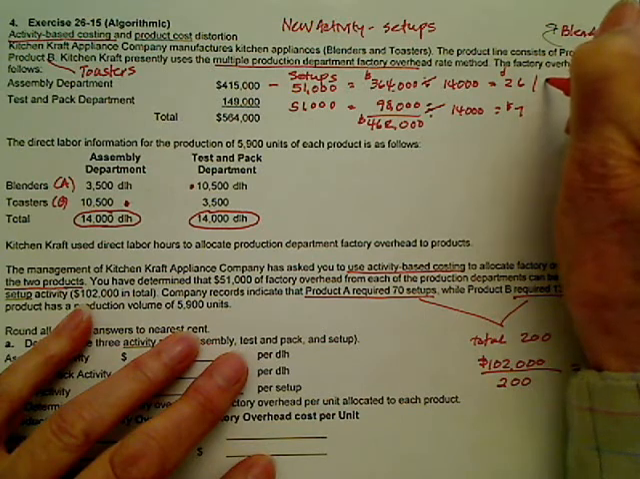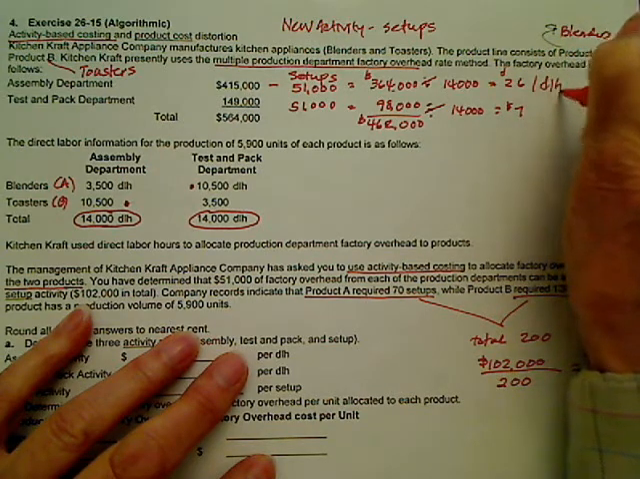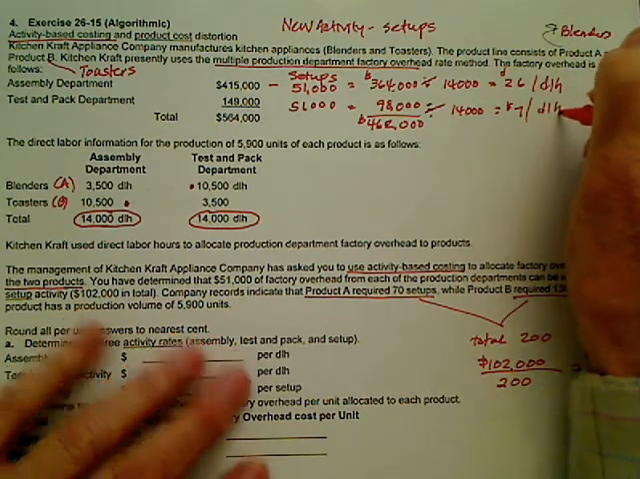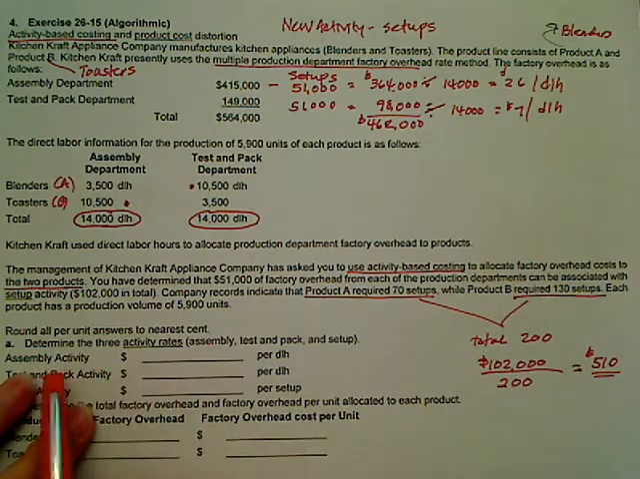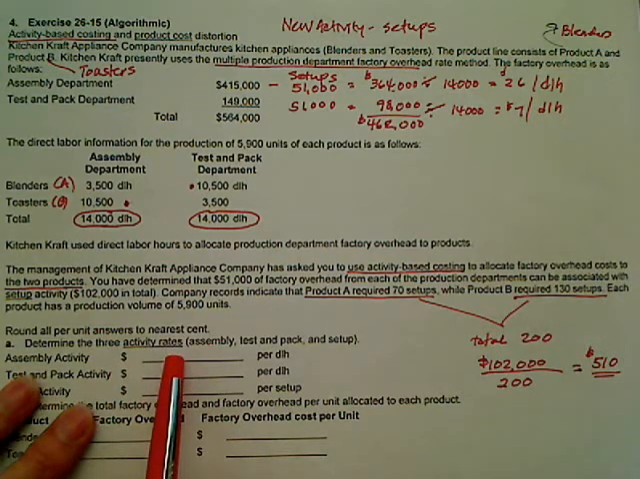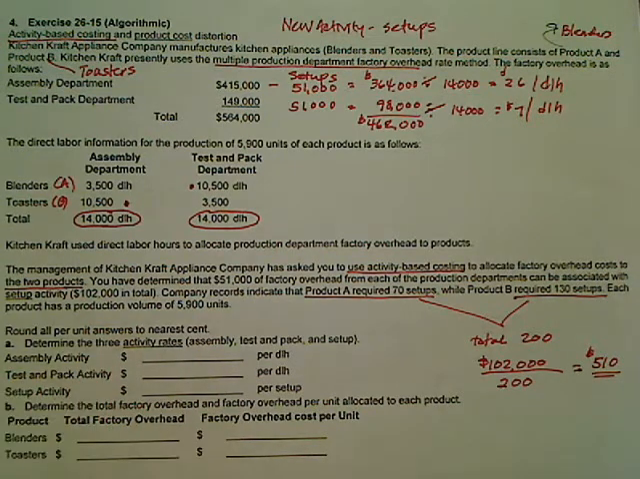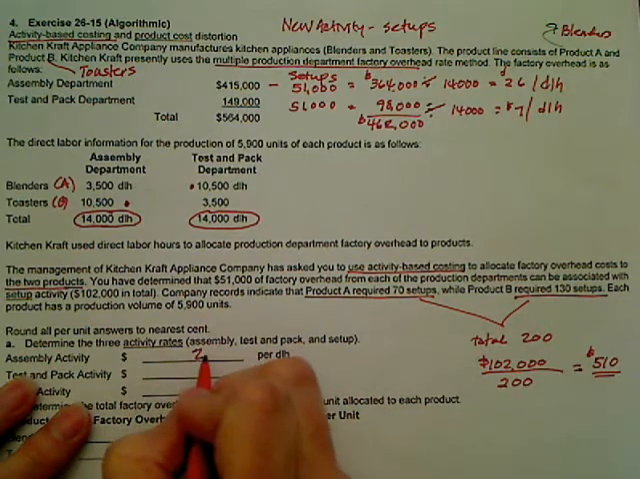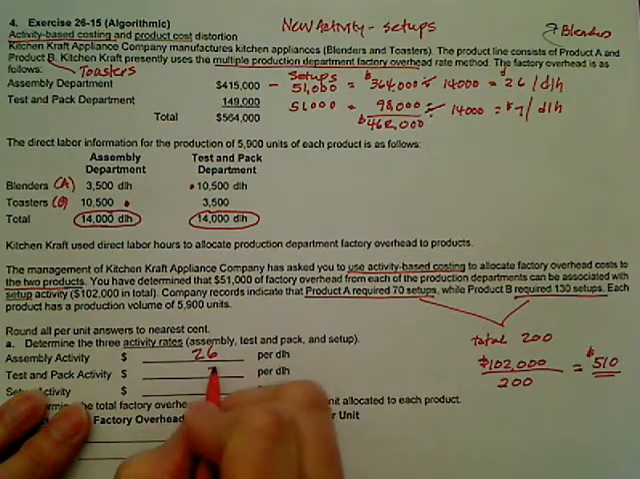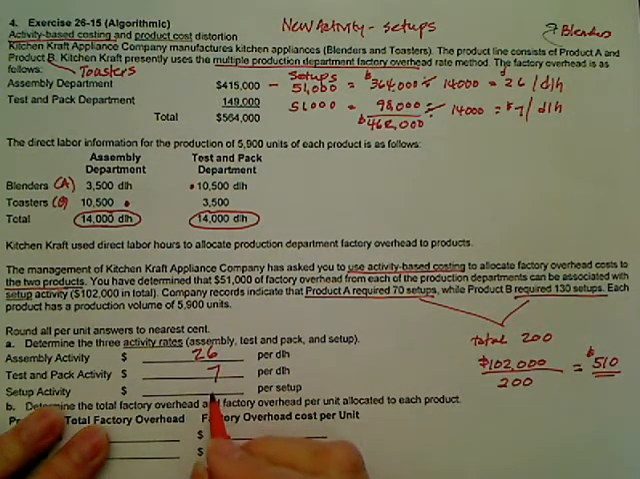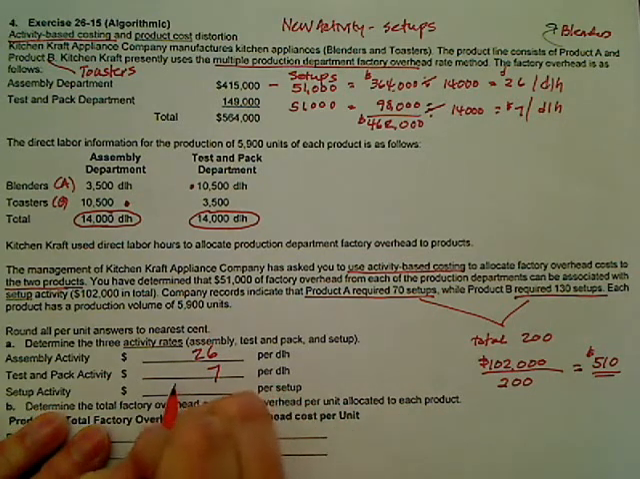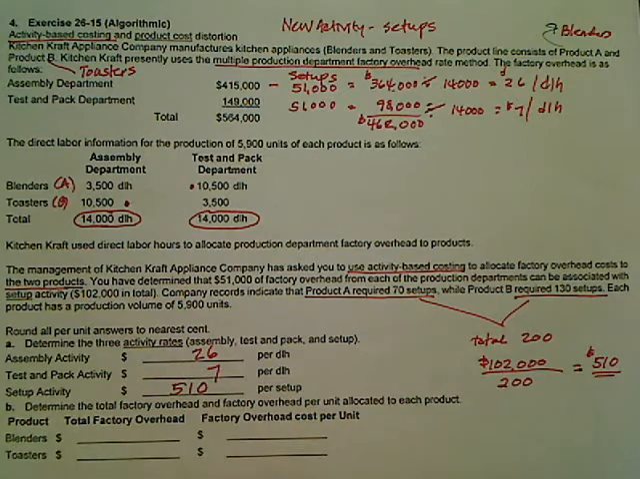$26 per direct labor hour and $7 per direct labor hour. Determine all three activity rates. We've done that. Assembly activity is 26. Test and pack is 7. Notice the big difference between these departments, so we really should use the departmental rather than the plant-wide rate. And now we're starting into activity-based costing. Per setup is $510. Let's see if it makes a difference.